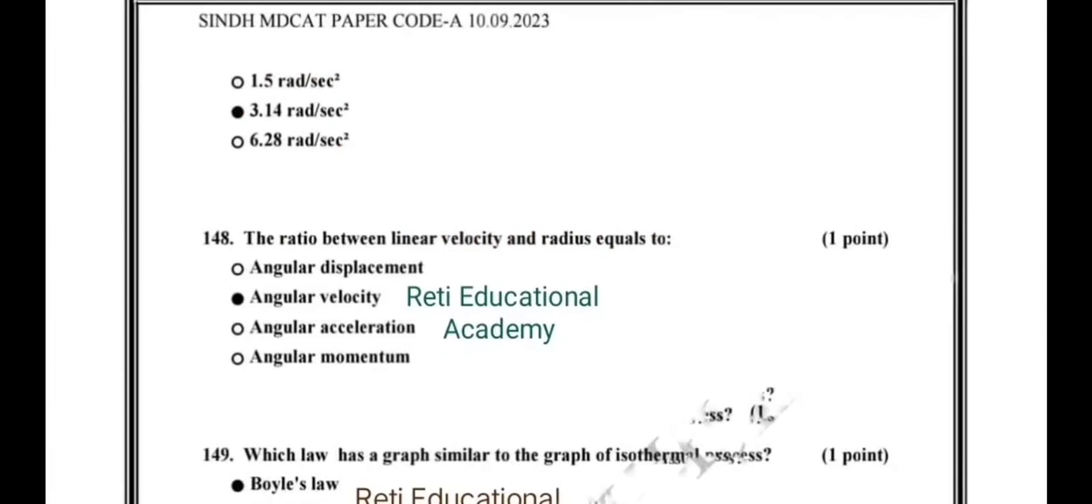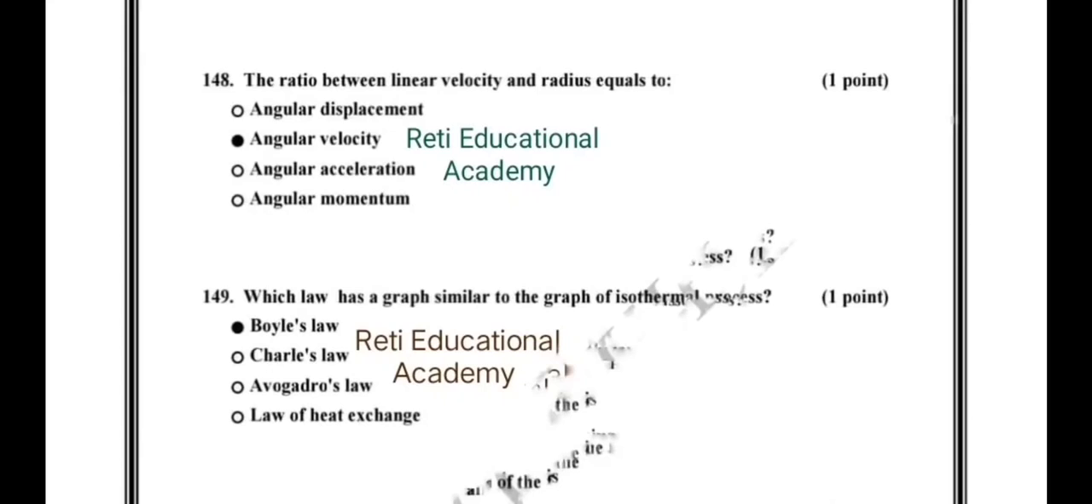And the correct option is 3.14 radians per second square. Question number 148. The ratio between linear velocity and radius equals to, and the correct option is angular velocity. Question number 149. Which law has a graph similar to the graph of isothermal process? And the correct option is Boyle's law.